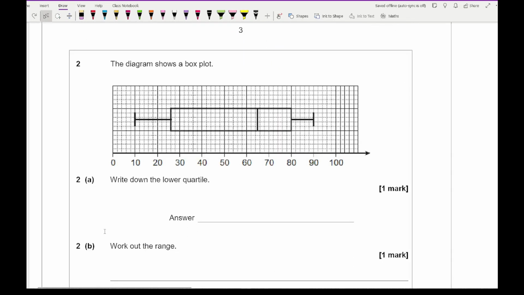Moving on to question 2, it says the diagram shows a box plot. Write down the lower quartile. Well, this value here is my lower quartile, which going up in 2s, I make out to be 26. It then says work out the range. Well, the range is the biggest value, which is 90, minus the smallest value, which is 10. So that gives me an answer of 80.